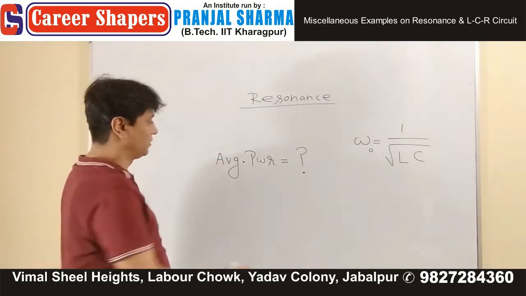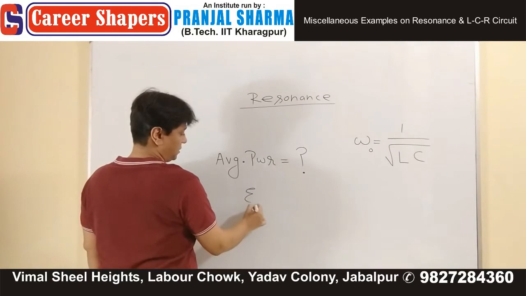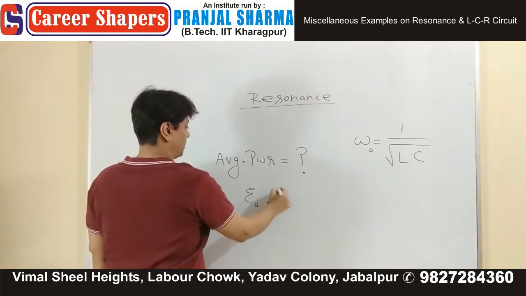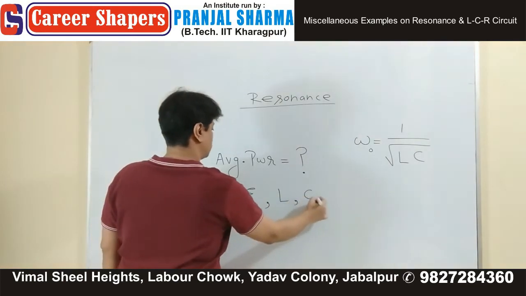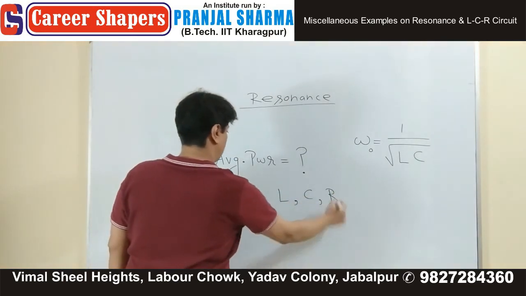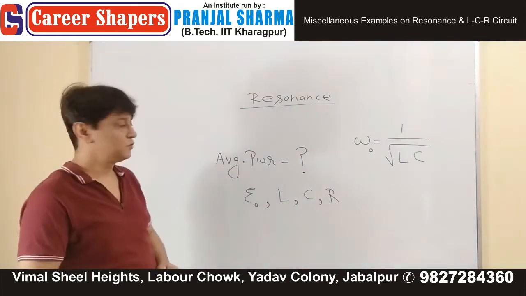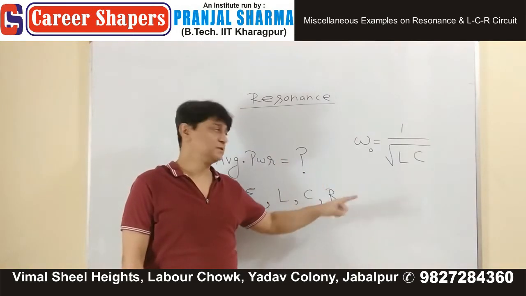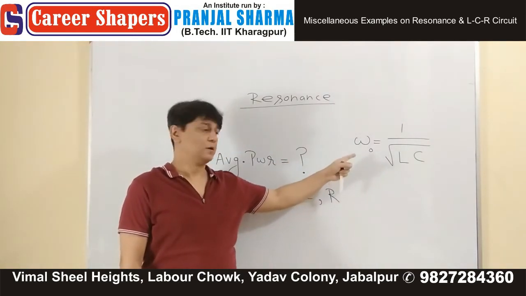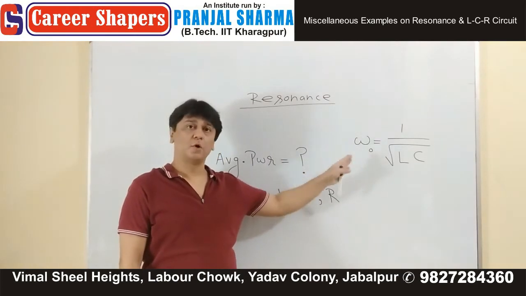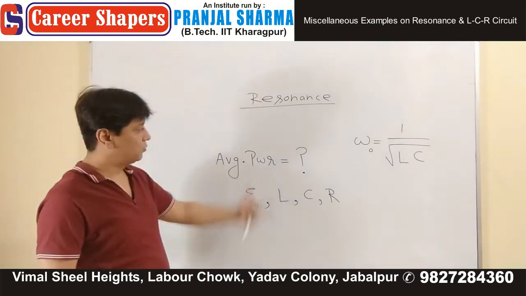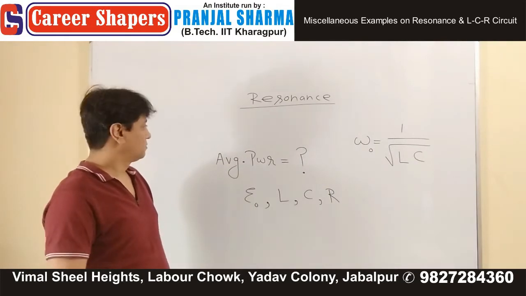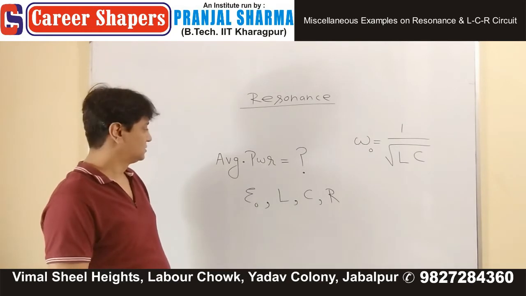And the things we have been given are these. We have been given E naught, L, C, R. These are the things which we know, and the circuit is in resonance. That means you already know the frequency. Frequency of source is what? 1 upon root LC. For this frequency, try to find average power. You've got around 50 seconds to answer this. Let's see who can.